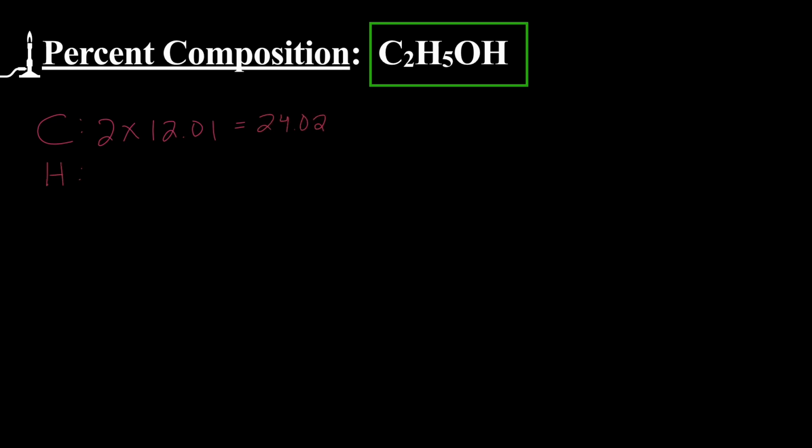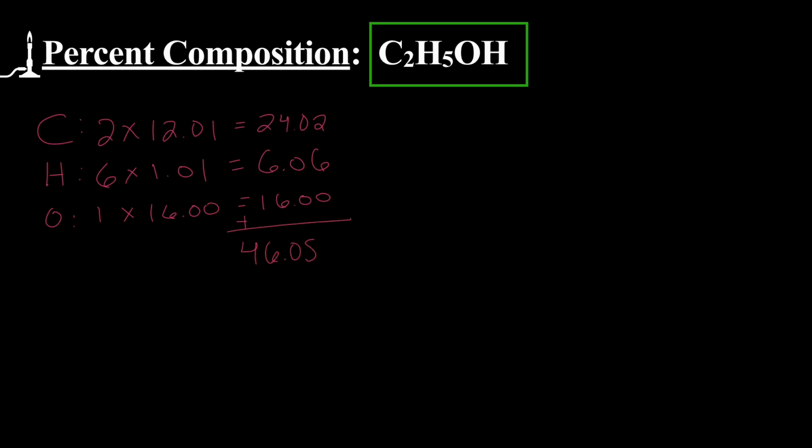Hydrogen, now watch out. I have an H5, but I also have the H on the OH on the end. So I have 6 total. So 6 times 1.01, again, the 1.01 comes from the periodic table, equals 6.06. Oxygen, I only have 1, so 1 times 16.00 is going to equal 16.00. I'm going to add them all up, and I will get 46.08 grams per mole. All right, that's done. And then I'm going to take apart each of those to get the percent composition.